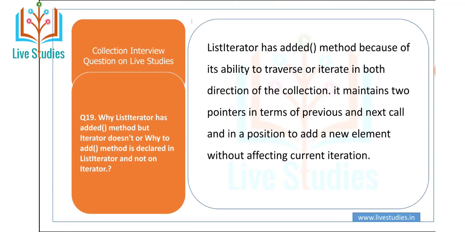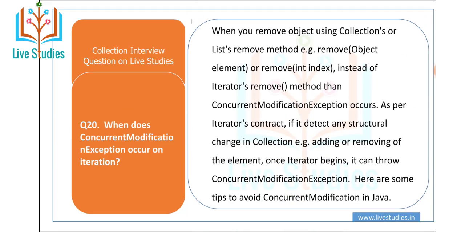Another question is, why does ListIterator have an add method but Iterator does not, or why is the add method declared in ListIterator and not in Iterator? ListIterator has an add method because of its ability to traverse or iterate in both directions of the collection. It maintains two pointers in terms of previous and next calls, and is in a position to add a new element without affecting the current iteration.